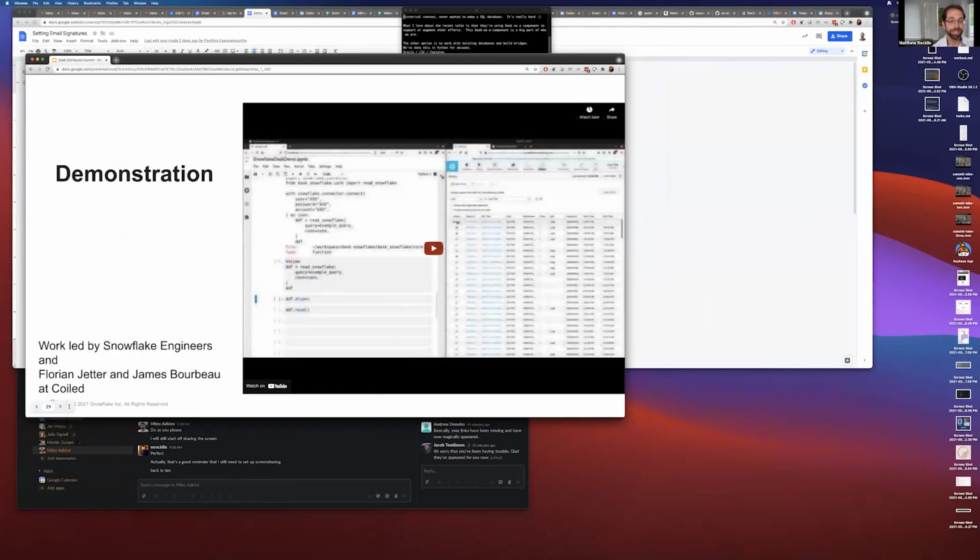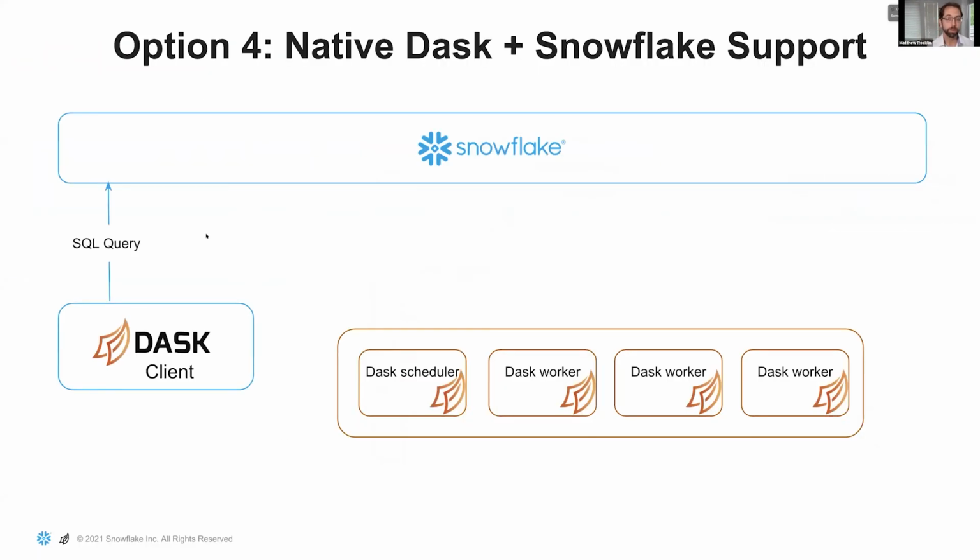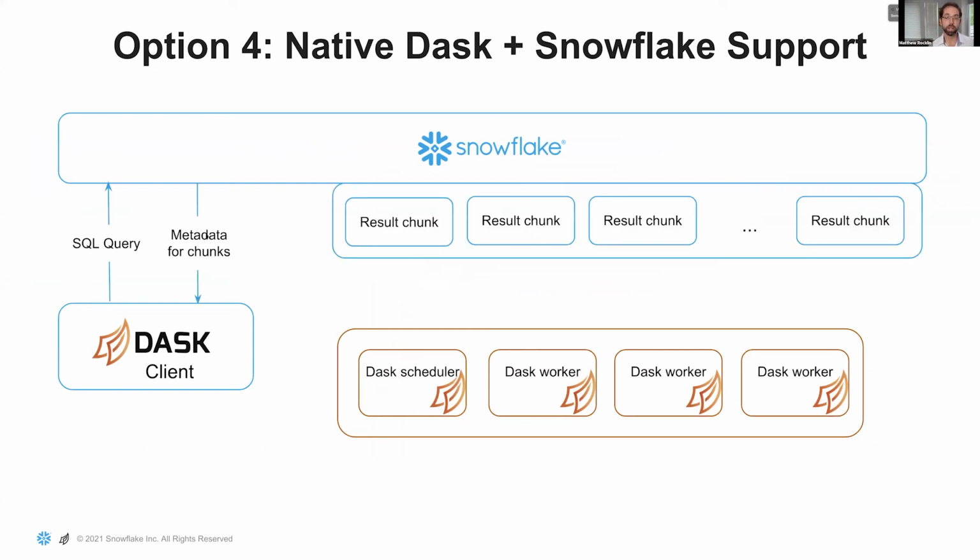So that's the demo. Let me talk a little bit about what happened there under the hood. We have a Python client on the left, and that sent a SQL query up to Snowflake. Snowflake then did the magic that it does, and it produced a distributed result, and it's storing that in some sort of side area. It then sends metadata for all those result chunks back to the Python client. The Python client sends that to the Dask workers, which then go on and query that data directly from Snowflake.